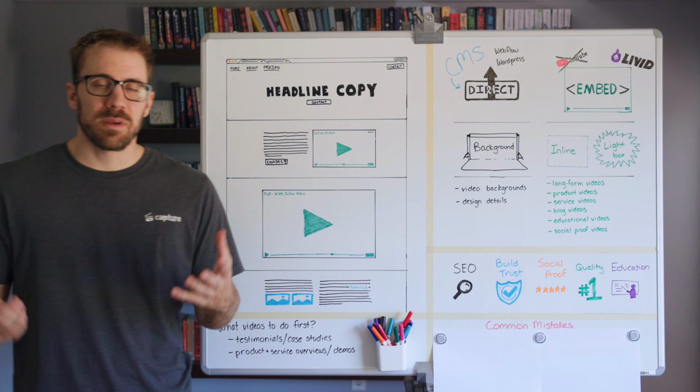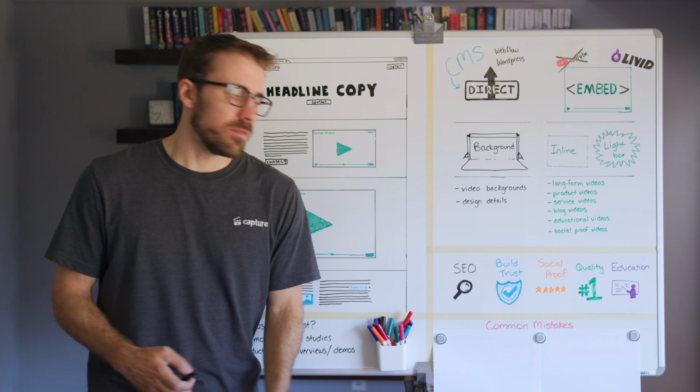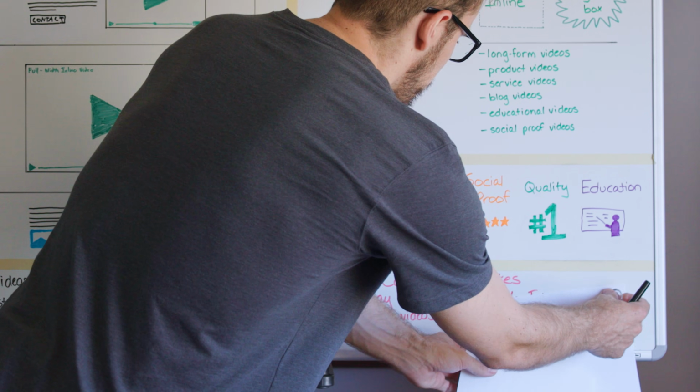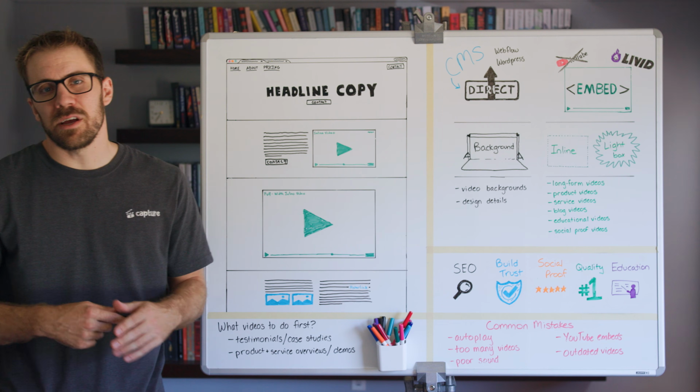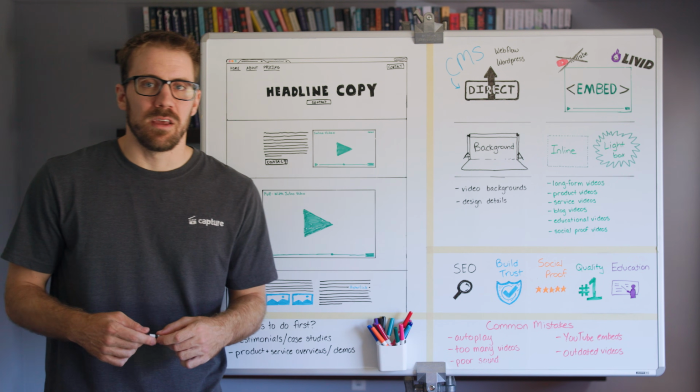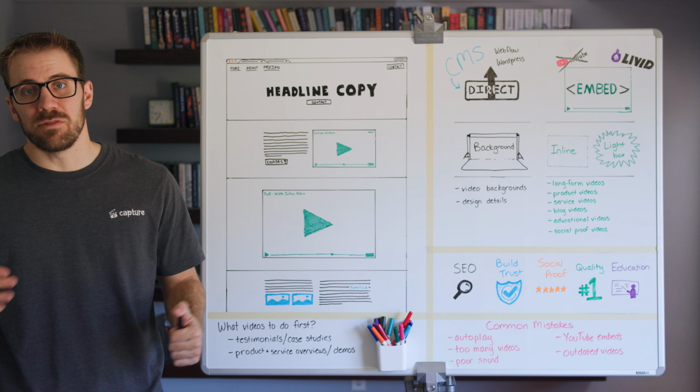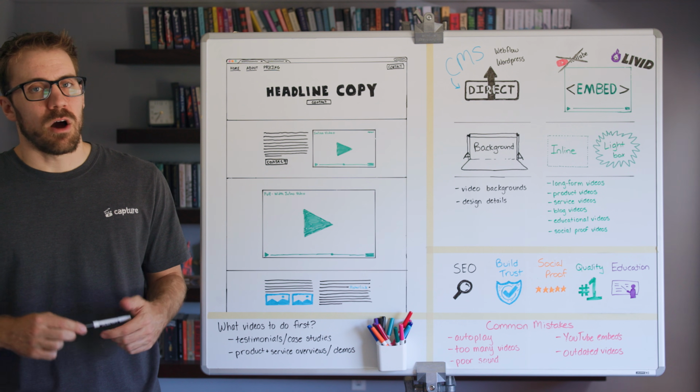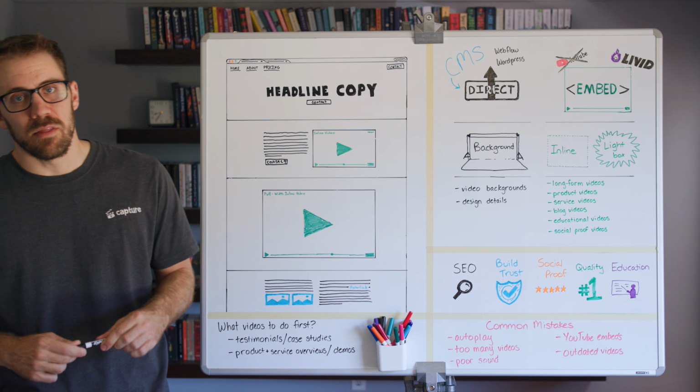And then lastly, what are some common mistakes with using video on a website? The biggest one I see is using autoplay. Autoplay is very intrusive to the viewer. The sound starts to play immediately and it can be very distracting. And sometimes I'll just click off a video if there's an auto-playing video, especially with sound on the website.